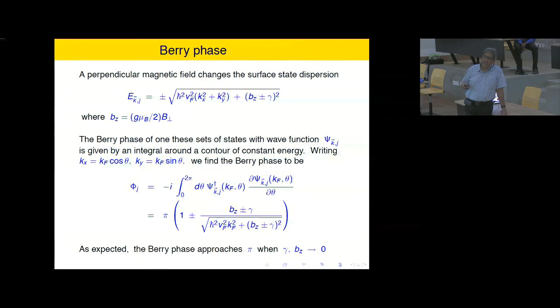As I said, it's given by an integral around a contour of constant energy. If you parameterize Kx and Ky like this, the Berry phase is this integral over the angle theta from 0 to 2 pi, psi dagger del psi by del theta. There is a standard formula for calculating the Berry phase. For these 4 sets of states, you find that it's given by this. When the Zeeman field and the hybridization are absent, then this is pi as we expect. But as you turn on the Zeeman field or make the film thinner so that gamma increases, you shift the Berry phase from pi.